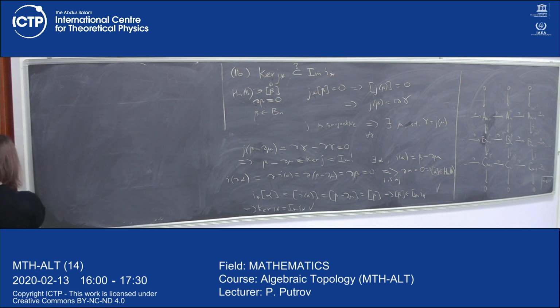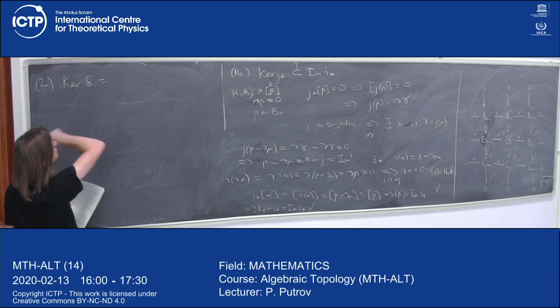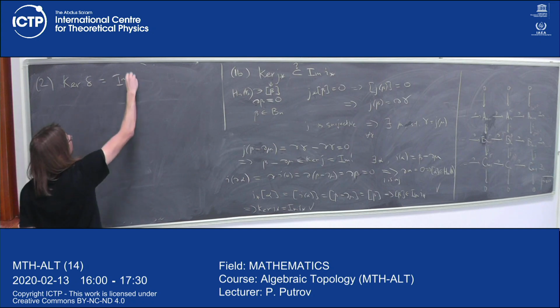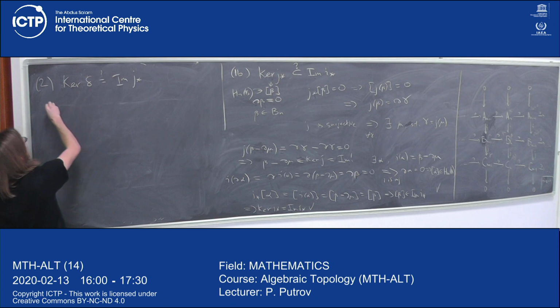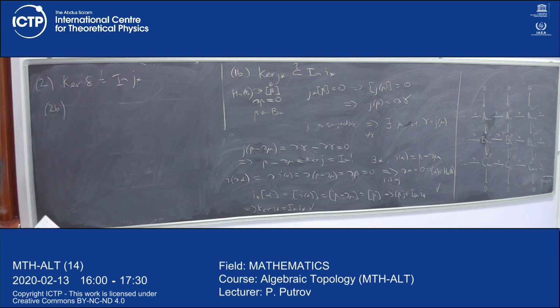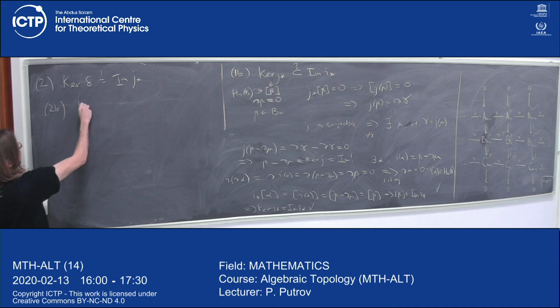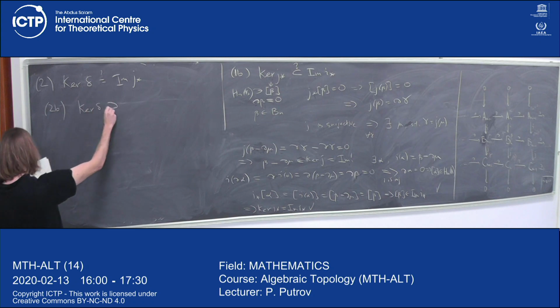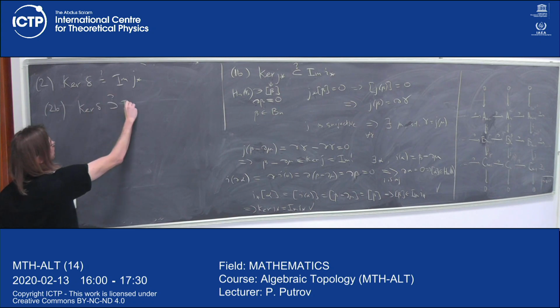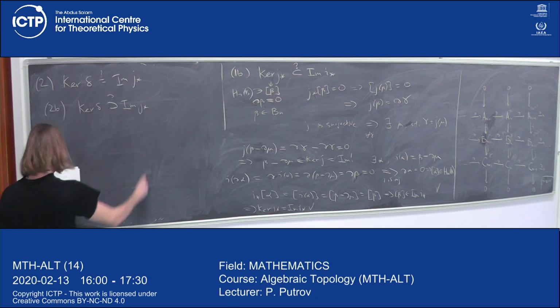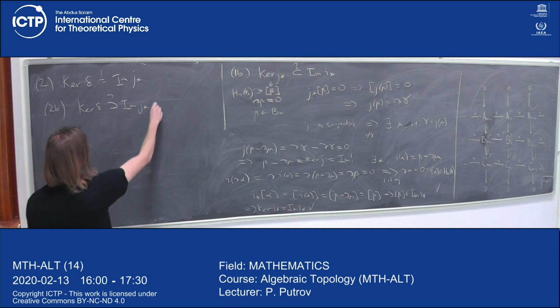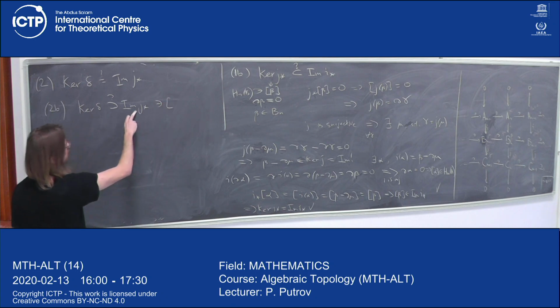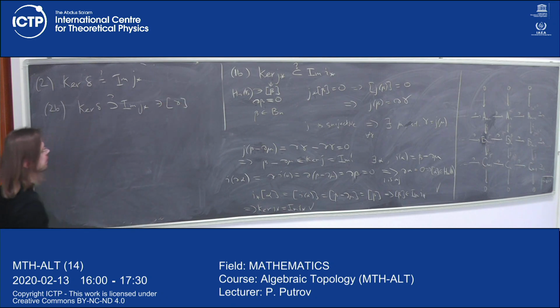Okay, so now we want to check the exactness in another place. So we want to check that the kernel of delta is the same as the image of G star. Again, let us split it into two parts. So first, let us check that the kernel of delta contains the image of G star. Let us take some element here, represented by the class of gamma.